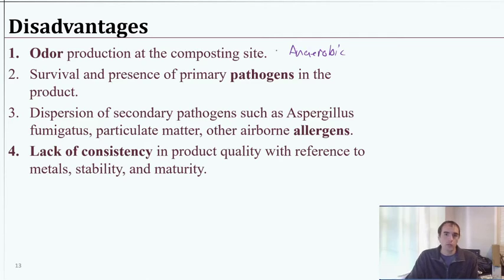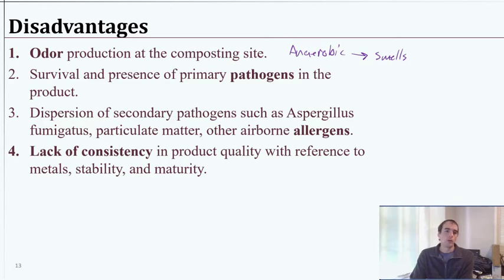Okay, so we've got this anaerobic process. We don't want that because that's going to make bad smells. So it's important to keep enough oxygen in the pile of composting materials. So that means you need to mix it every so often. And even still, you're probably going to have some smells. So another disadvantage is the potential for pathogens to survive the process and end up in the end product.